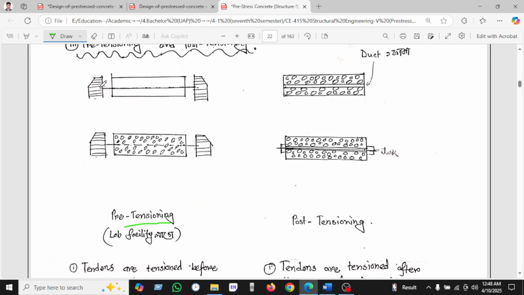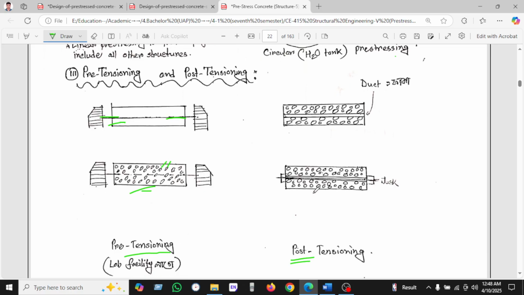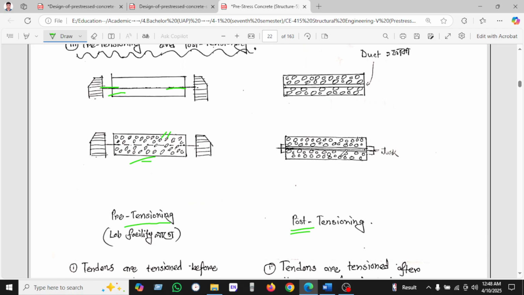Before the casting, the jacketing is here. The tensioning is applied before the casting of the RC. After the casting of the RC, it will be like this. So the tension is given here. What is post-tension? The concrete is cast, but the duct is given here, and by inserting the cable in the duct, the tensioning after the casting of the concrete will be post-tensioning.